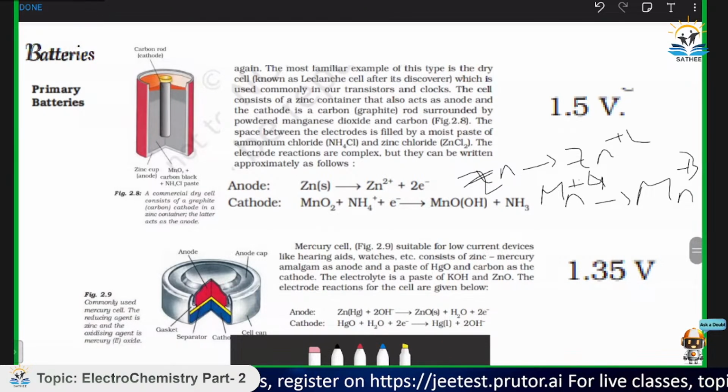Batteries explain start, just say it's an ocean of explanation for why we need a battery. So I'm just giving the final mercury cell. These are: your anode is the zinc mercury amalgam, your cathode is a paste of HgO and carbon. That's the diagram.